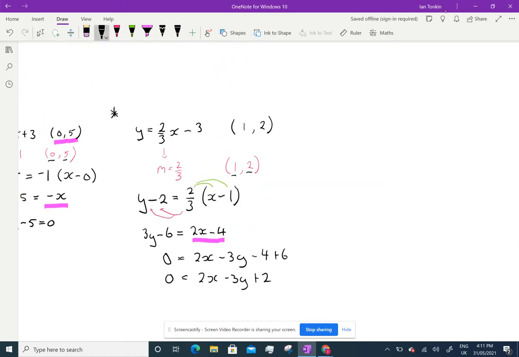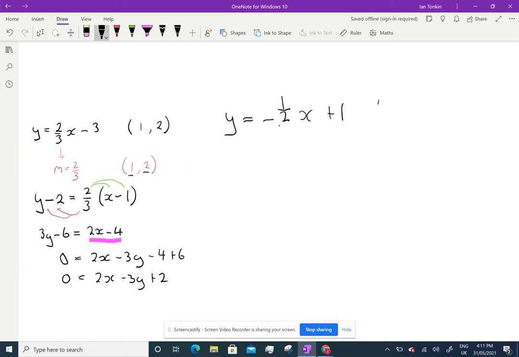So let's take one more. Let's make it a negative. Y equals negative a half x plus 1. Let's get the equation of the line through negative 1, 3. So we want the line that's parallel to that through negative 1, 3.